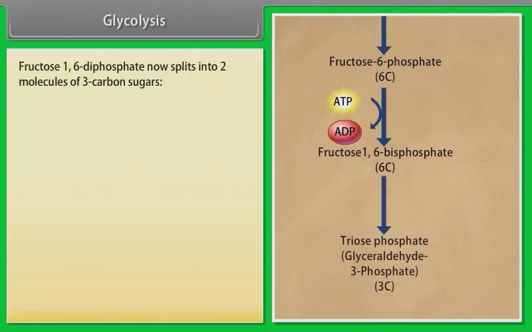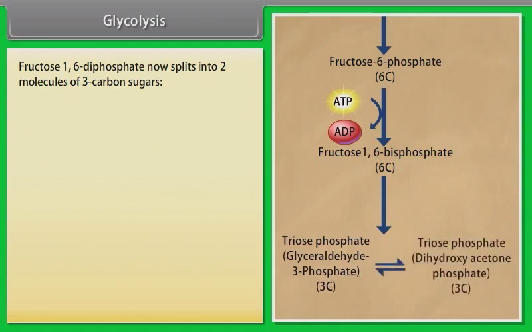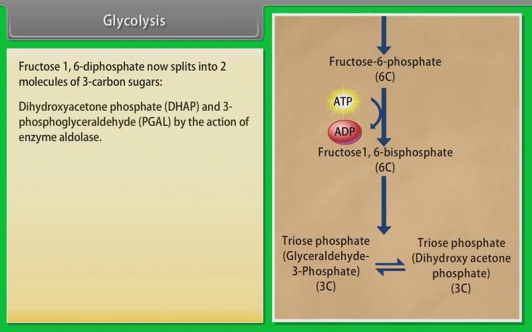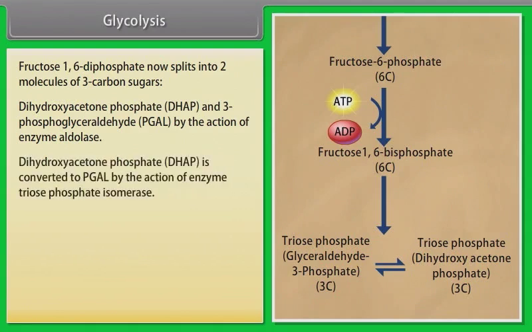1,6-diphosphate now splits into two molecules of 3 carbon sugars, dihydroxyacetone phosphate DHAP and 3-phosphoglyceraldehyde PGAL by the action of enzyme aldolase. Dihydroxyacetone phosphate DHAP is converted to PGAL by the action of enzyme triose phosphate isomerase.